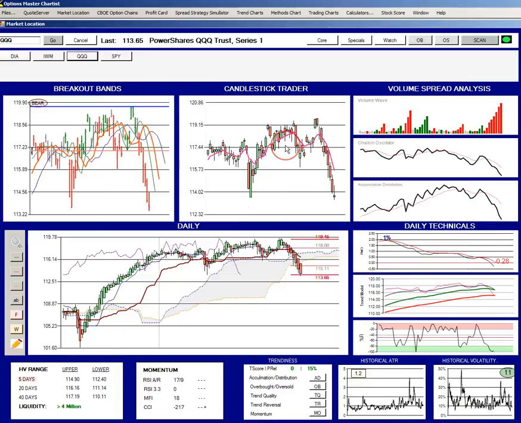All right, there's tons of other features that we really can't go into at the moment in Option Master Chartist, Stock Master Chartist, but I wanted to show you these few. I hope this has been useful to you.